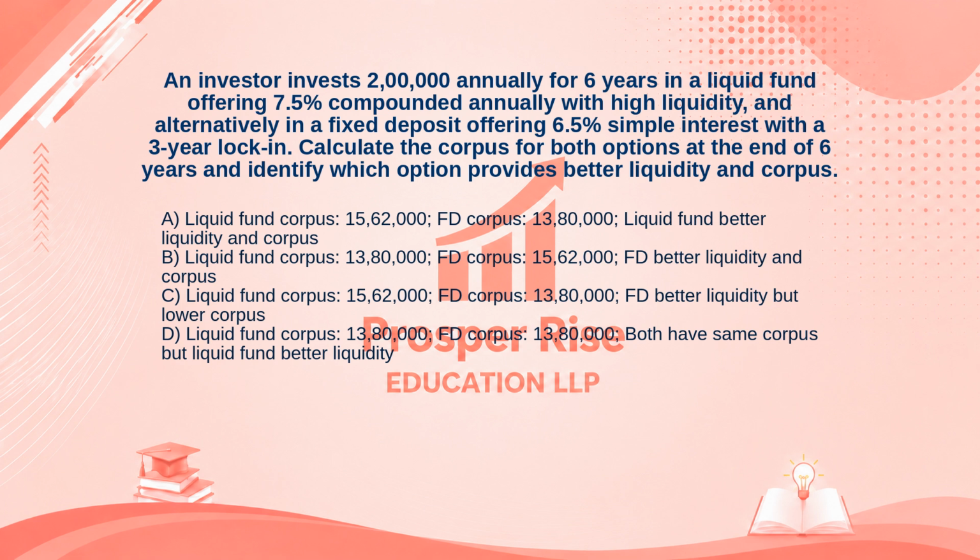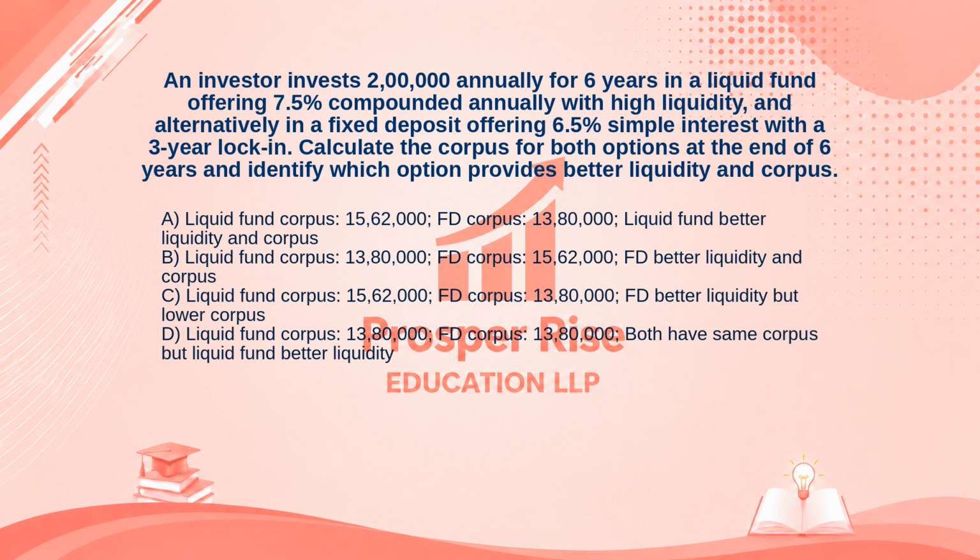Here are your options. A. Liquid fund corpus 15,62,000, FD corpus 13,80,000. Liquid fund better liquidity and corpus. B. Liquid fund corpus 13,80,000, FD corpus 15,62,000. FD better liquidity and corpus.